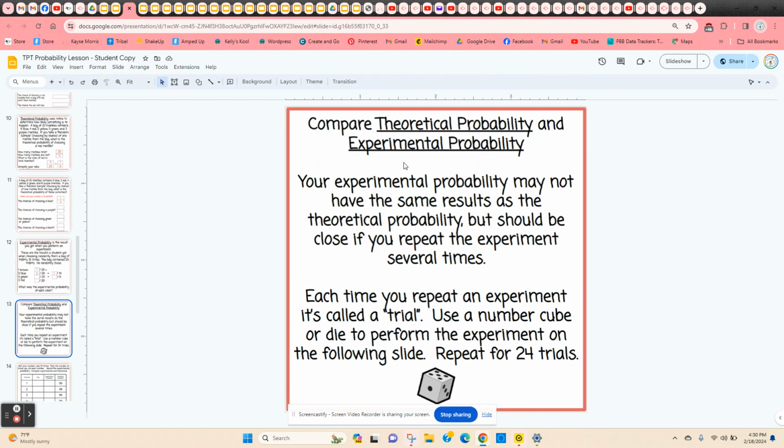And then if you compare the two, they're not always going to be exactly the same, but the more you repeat an experiment, the closer it should come to the theoretical probability. And each time you repeat an experiment, that's called a trial. So students are going to do their own experiment on the next slide. They're going to use a number cube. There is a printable number cube that you can cut out and construct if the students need their own die.